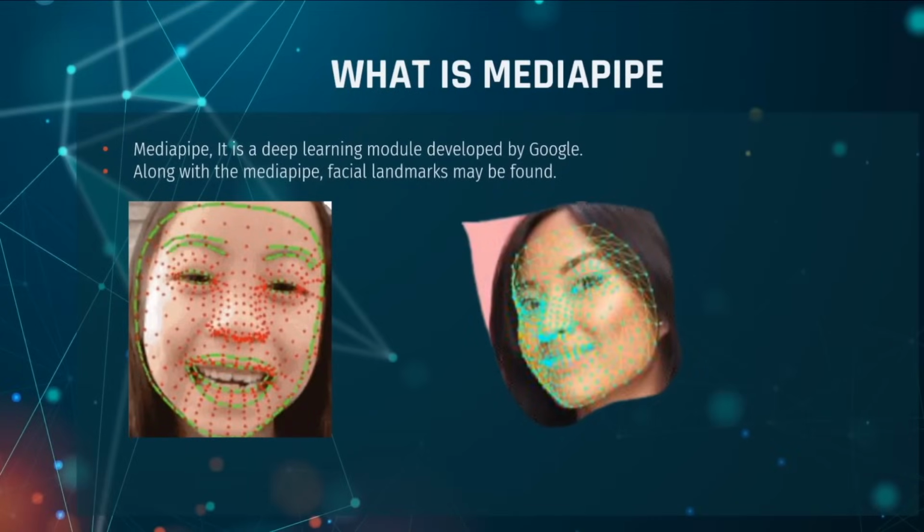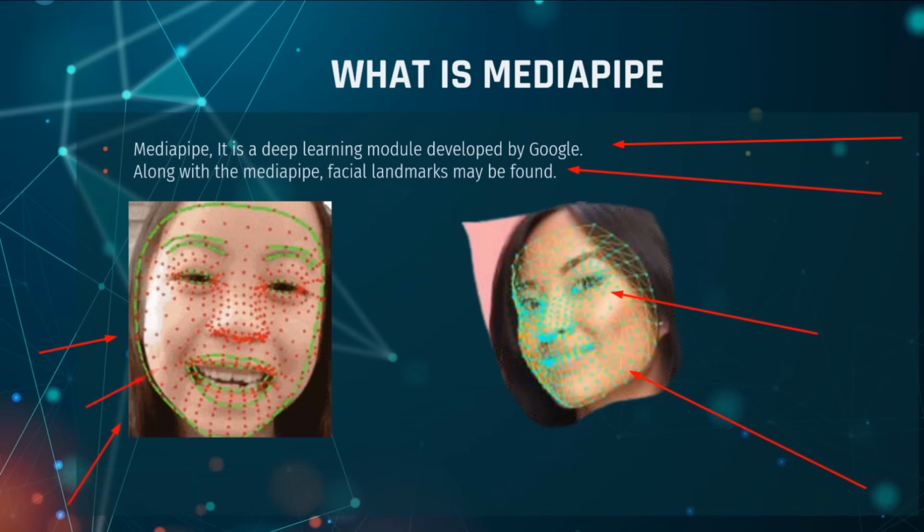So as you can see here, let's learn what MediaPipe is. MediaPipe is a deep learning module developed by Google. And also, along with MediaPipe, facial landmarks may be found. As you can see here, we have two different images. Here and here, the landmarks on the faces are shown. Of course, after finding the landmarks, we need to find the lip areas with the indexing method.